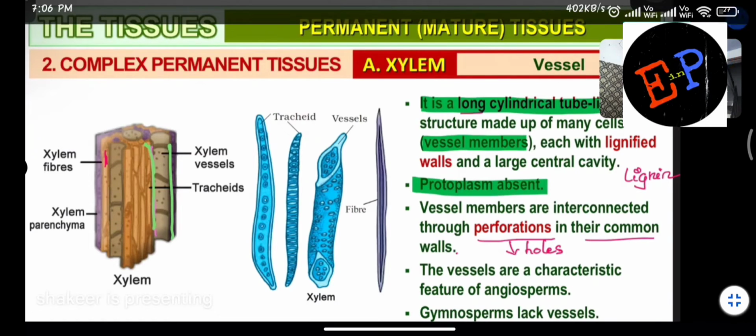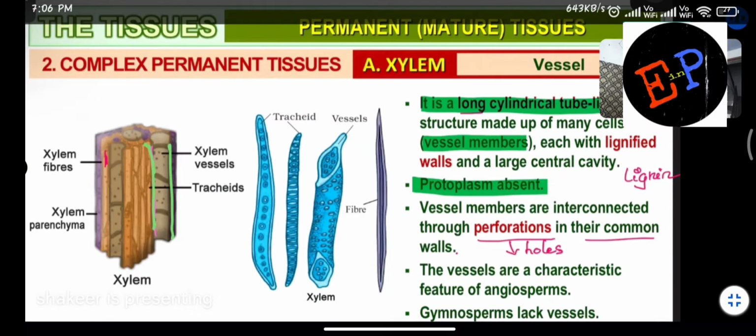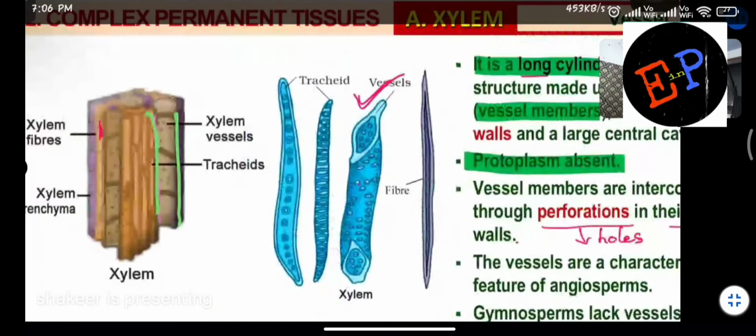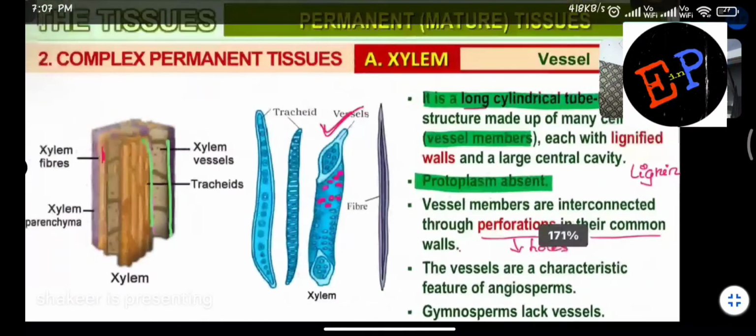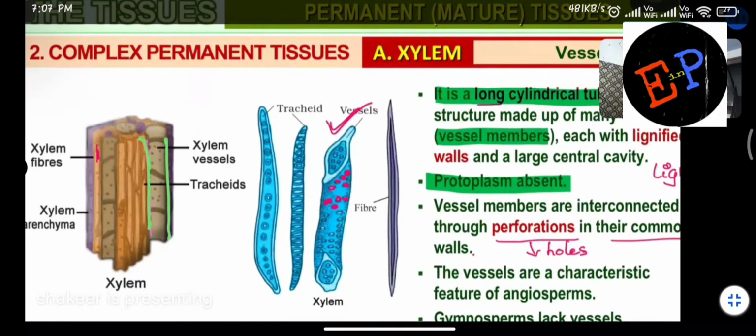In the figure, this is the structure of the vessel. This is how a vessel looks, and you can see small holes present here. Very small holes are present. These small holes are called perforations, and only through these small holes are the cells of vessels connected to each other.